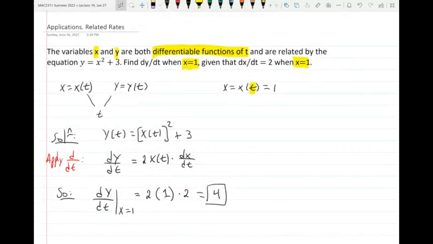Questions on what I just did here. Now we're going to do several examples to hopefully get you up to speed with this idea. But do you have any questions on this?